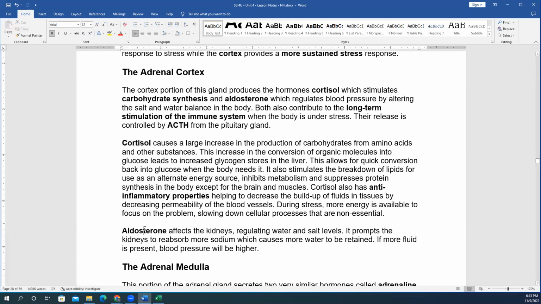The hormone aldosterone, which is also produced by the adrenal cortex through the action of ACTH, has an effect on the kidney, regulating water and salt levels. And in the kidney, as we discussed in the last lesson too, it prompts the kidney to reabsorb more sodium, which causes in return more water to also be reabsorbed and retained. And in the case where you have more fluid, it also increases blood pressure.